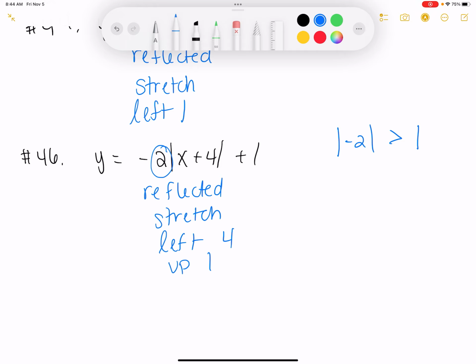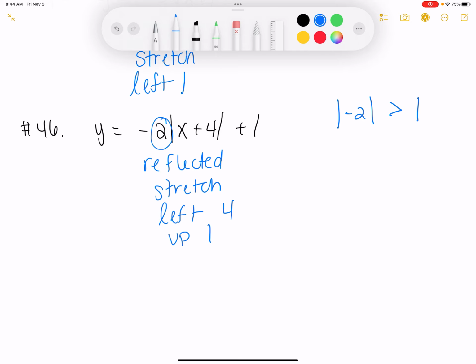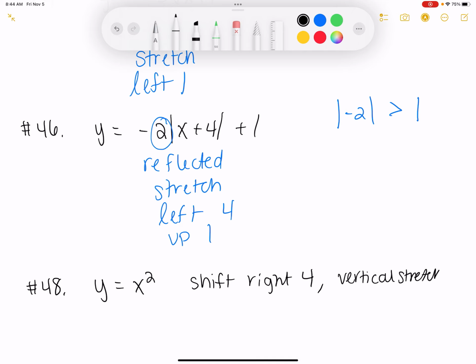All right, so the next ones say a graph G is obtained from a graph of y by the sequence of transformations indicated. Write an equation whose graph is G. So number 48, it says y is equal to x squared. We have a shift right 4 and a vertical stretch by 3.